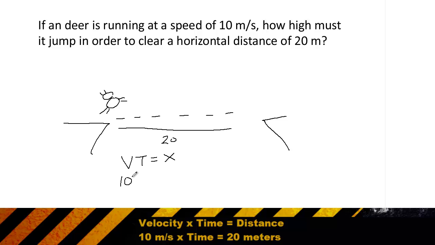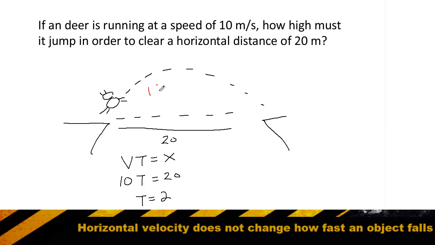So we know our velocity is 10. That's not going to change. Our time is, we don't know. The distance we're traveling is 20. Solve for t and we get time is equal to 2 seconds. So now as this deer jumps, we know it will have to stay in the air for 2 seconds in order to cross this ravine, which means it's going to spend 1 second on the way up and 1 second on the way down. 1 second up, 1 second down.